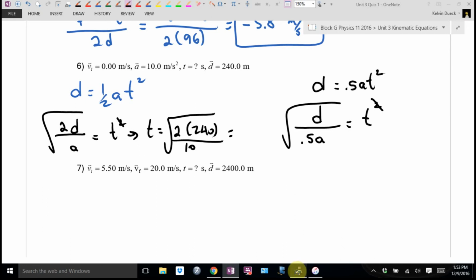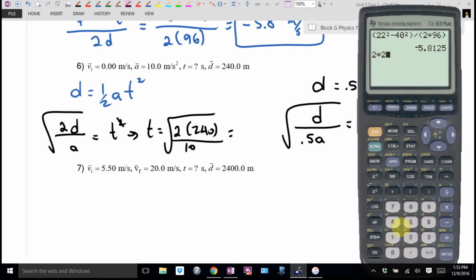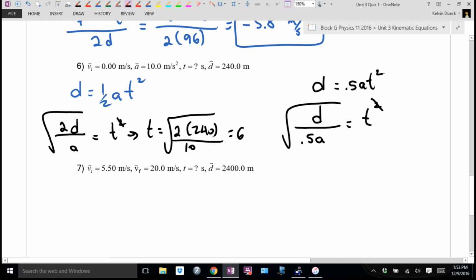Okay, I got to type it in. Fine. 2 times 240 divided by 10. Told you it was the square root of 48. 6.93? Oh, how many sig figs? Oh, I can go to 3 sig figs in this one. So yeah, I'll go 6.93 seconds. Again, I would give you 1 mark for that, half mark for that, and a half mark for the answer.